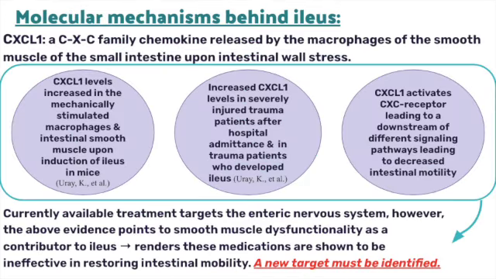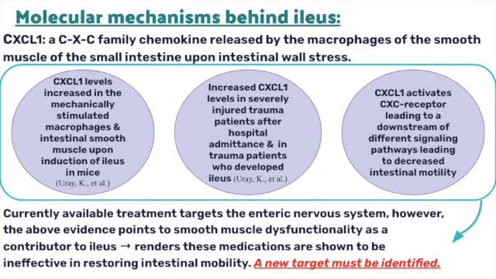We previously mentioned CXCL1, but what exactly is it? Well, CXCL1 is a chemokine belonging to the CXC family. This chemokine has been found to be released by resident macrophages of the intestine's smooth muscles upon intestinal wall stress. Listed here are some indicators pointing to CXCL1 as a main mediator of ileus. These include the increased CXCL1 levels in mechanically stimulated intestinal smooth muscles of ileus-induced mice, as well as increased levels in severely injured trauma patients post-hospitalization and in trauma patients who ended up developing ileus.